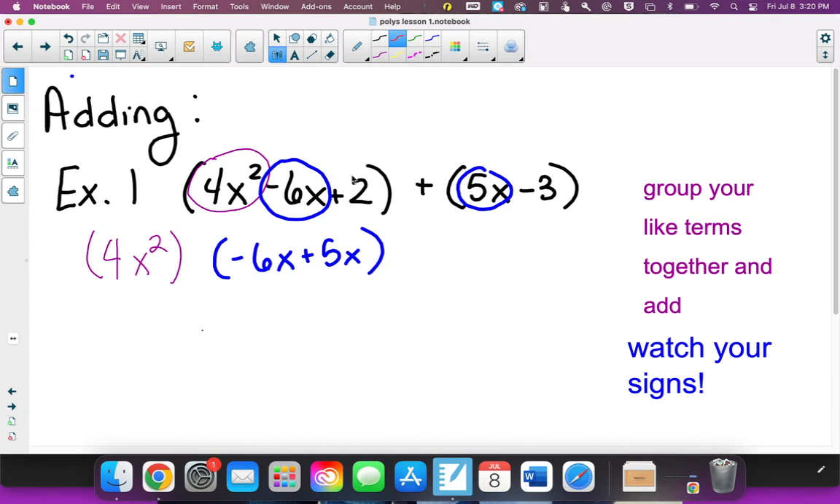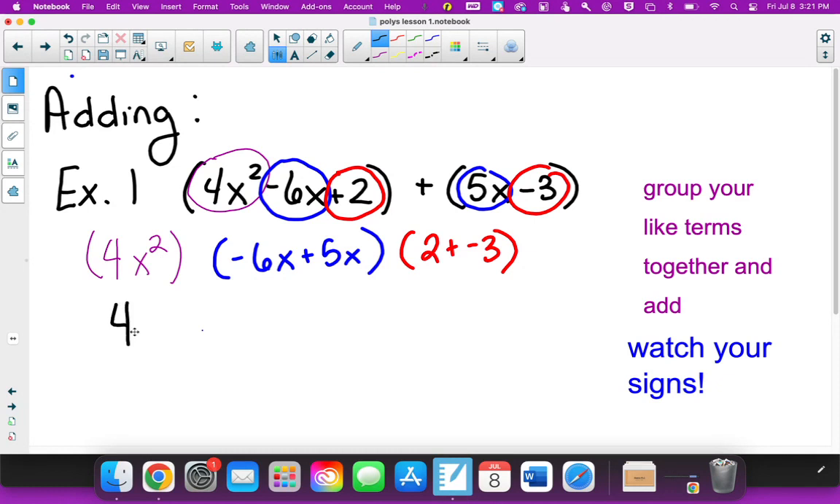Okay, so go to the next piece. The next piece is a 2. That's a constant, right? No variable. And the other constant is negative 3. So I'm grouping 2 plus negative 3. And I'm remembering that I am always carrying my addition symbol with me because that's what I am doing. I am grouping. Okay, so then I just go through and actually combine my like terms.